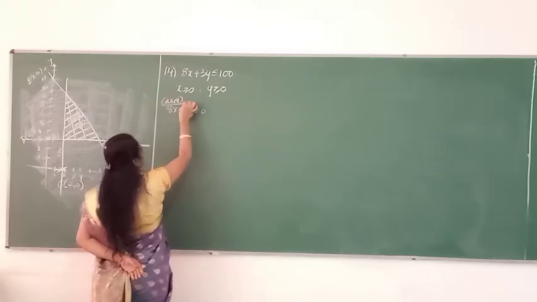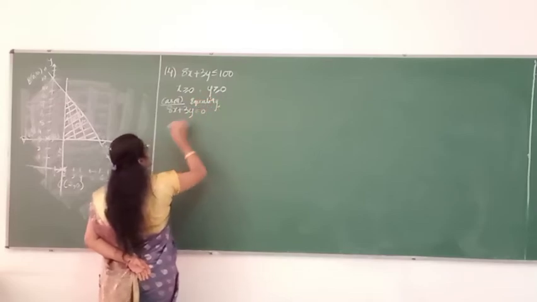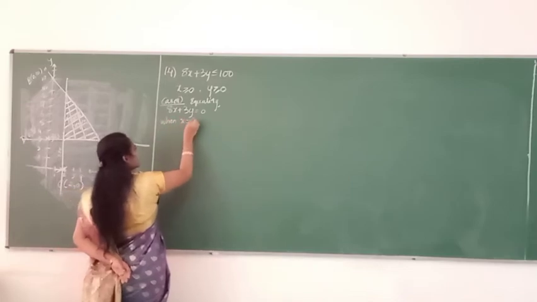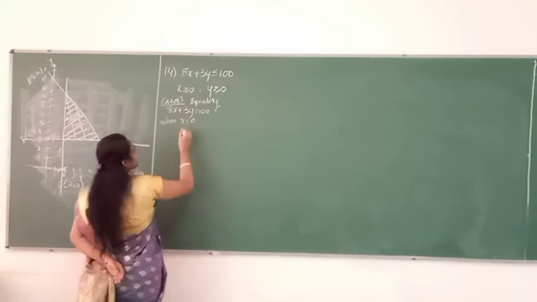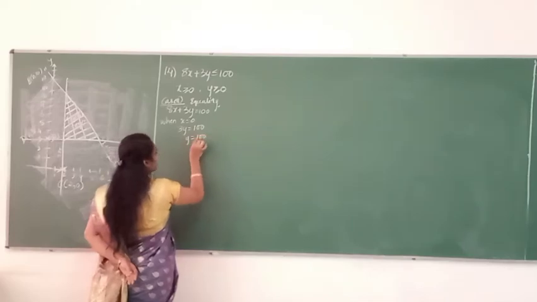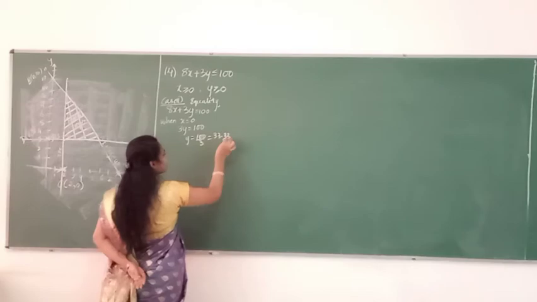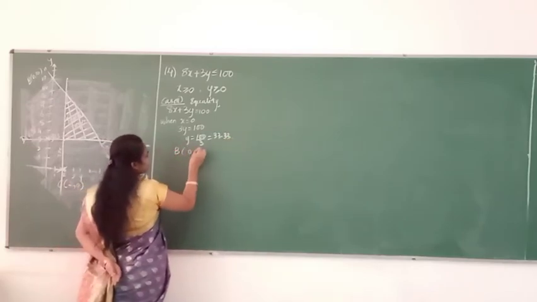Case 1 of equality. So when x is equal to 0, then it is 100. Sorry, so here 3y is equal to 100, y is equal to 100 divided by 3. I think you are getting somewhere 33.33. So the b coordinate is nothing but 0, comma 33.33.